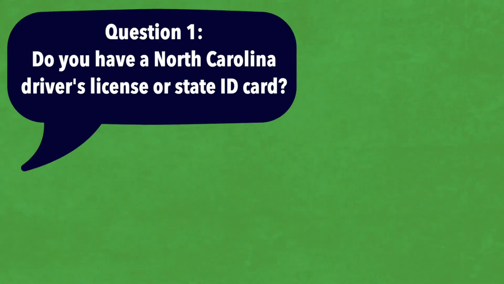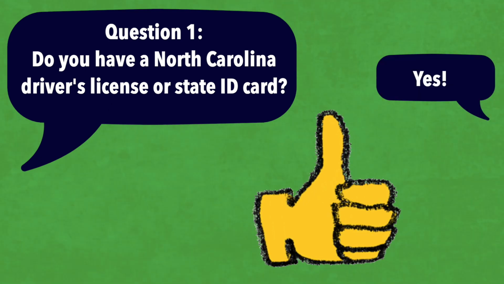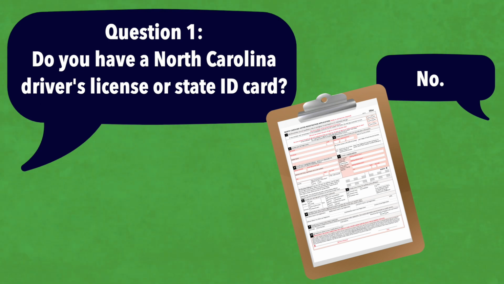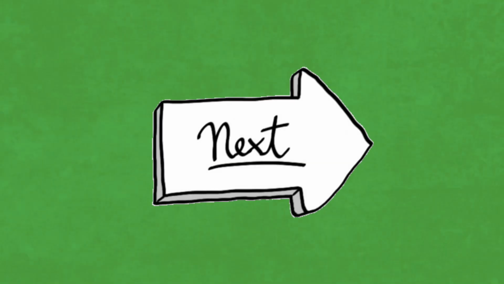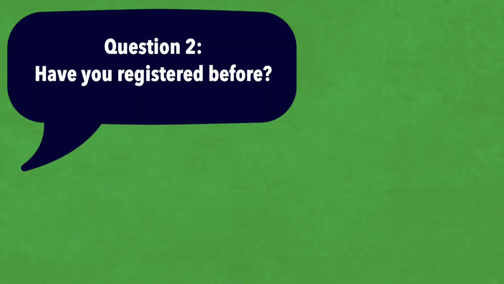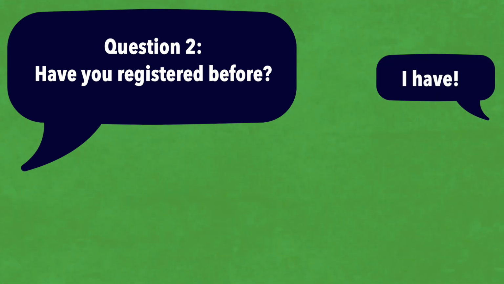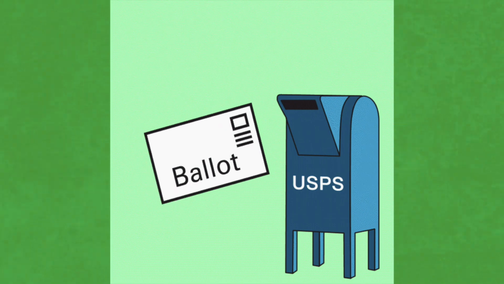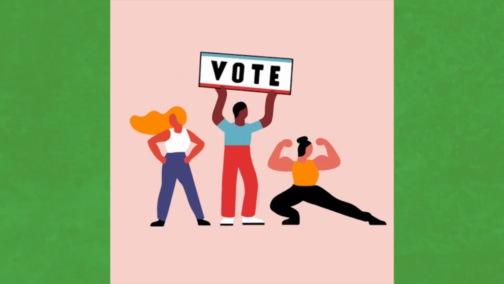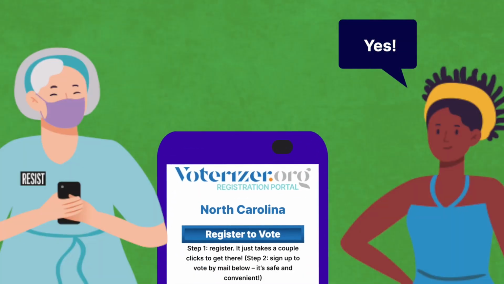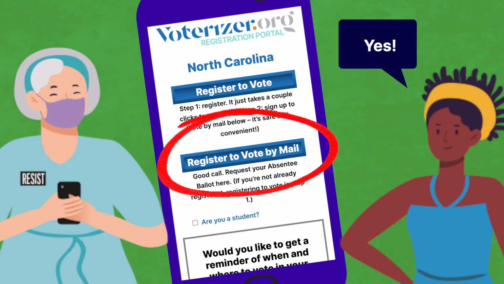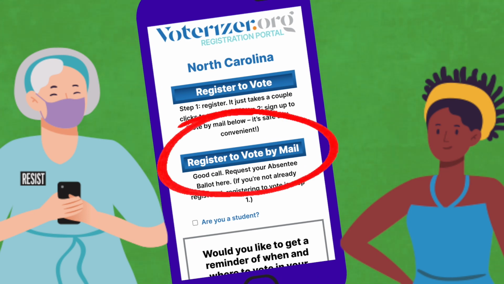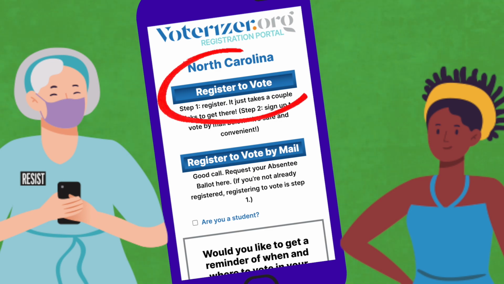The first question is, do you have a North Carolina driver's license or state ID card? If yes, great. If not, they'll have to register using a paper form. The next question is, have you registered before? If they have, ask, can I sign you up to vote by mail? It's super convenient. Voting by mail dramatically increases voting rates. If they say yes, click Register to vote by mail. If they have not yet registered, just click Register to vote.